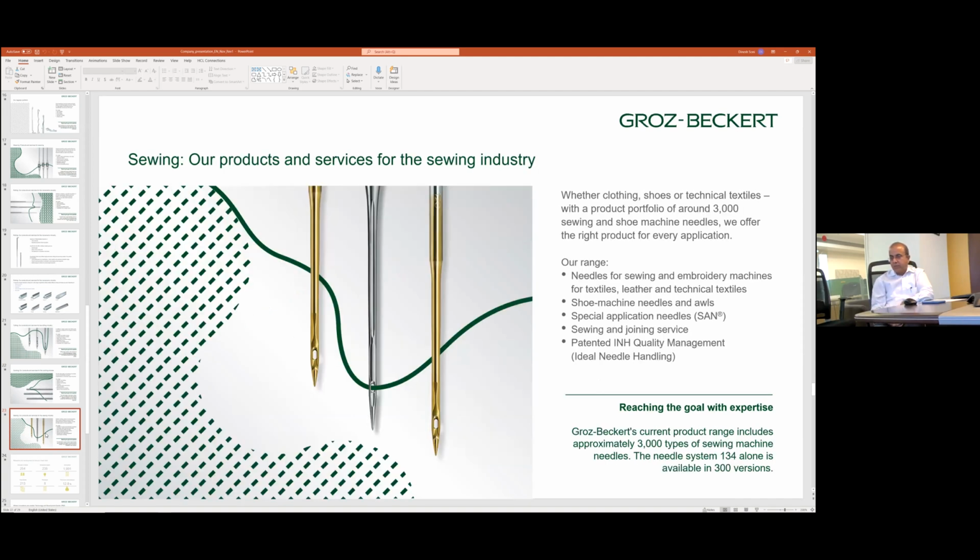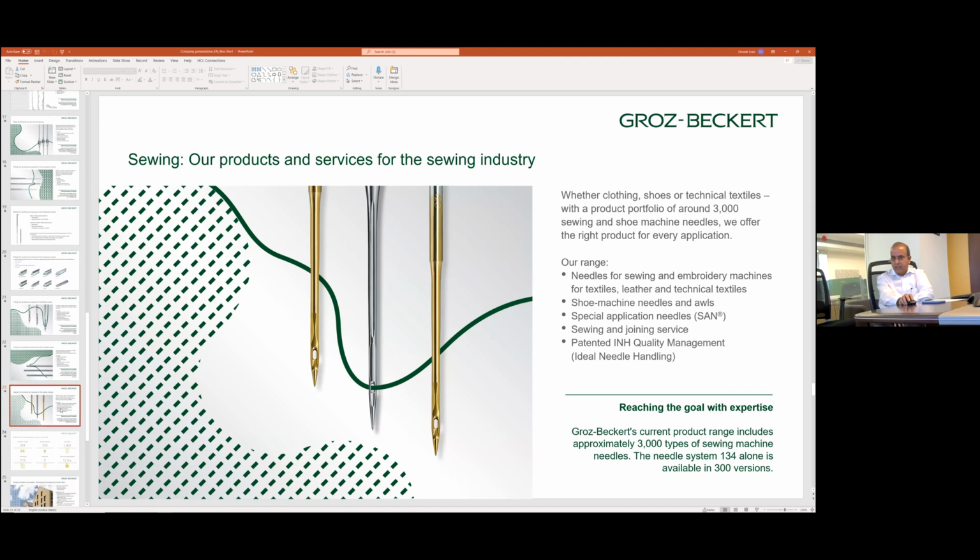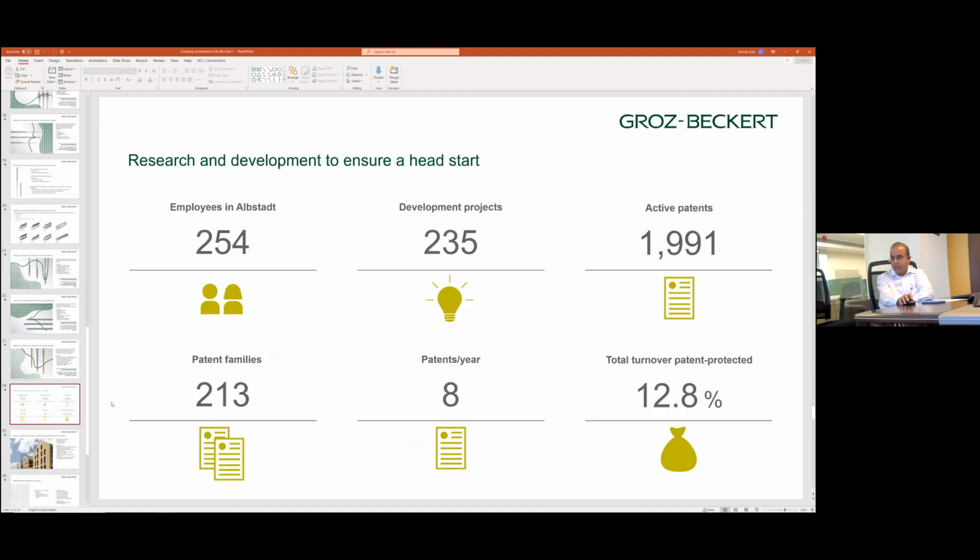Now coming to sewing, which is very widespread. We have nearly 3000 types of needles available in the sewing category, and these needles are used for sewing and embroidery machines, for textiles, leathers, and technical textiles, and for shoe machines and awls. And we have special application needles. We also offer our patented INH quality management on how to handle the needles, and this is a more rewarding project for exporters, because they can easily track all the needles and any needle breakages.